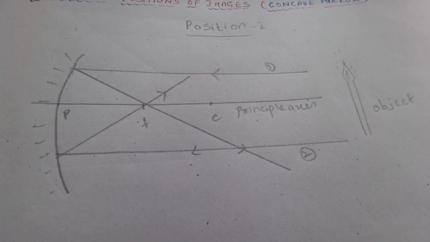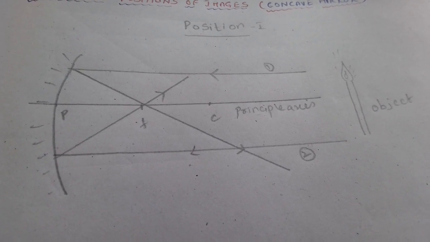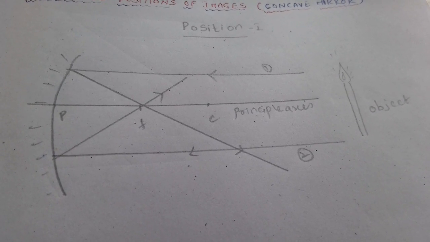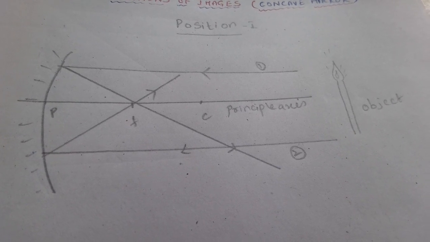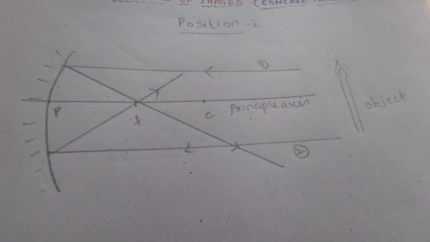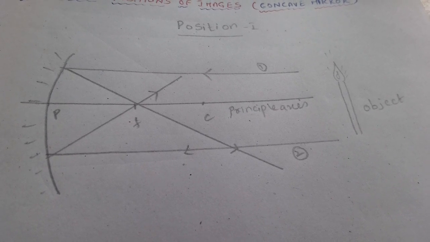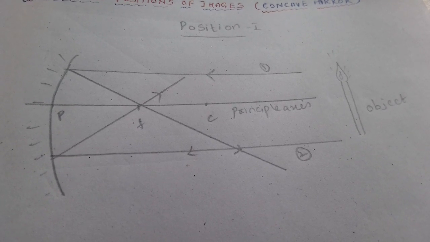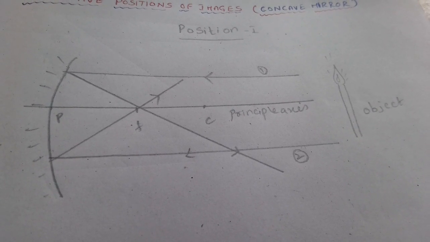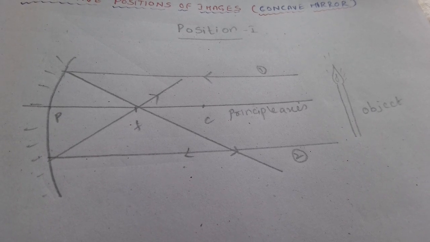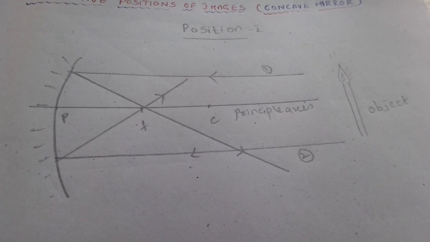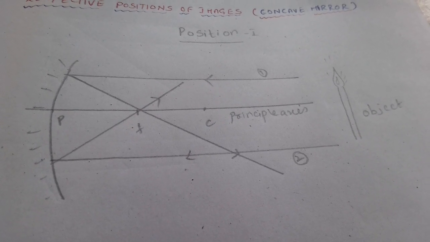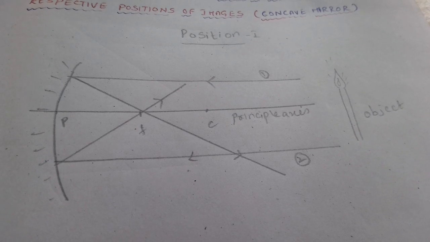Here we have considered only the rays which are traveling parallel to principal axis. Two rays, one above the principal axis and the other below the principal axis. However they may be, they are parallel to principal axis. So after striking the mirror, they meet at focus. So here light rays are converging at a point. That point is focus. So parallel rays are converging, that's why concave mirror is also known as a converging mirror. This is the first position.